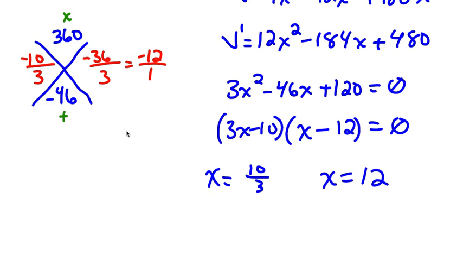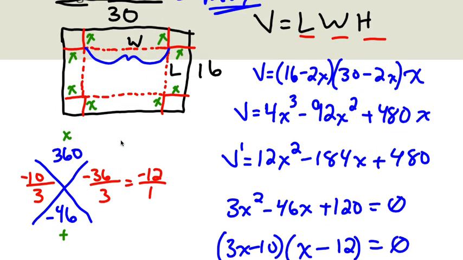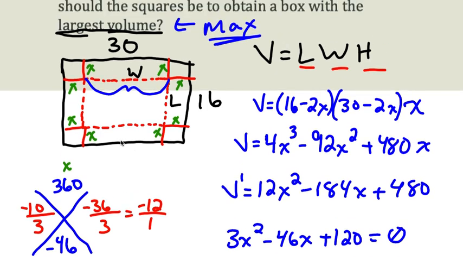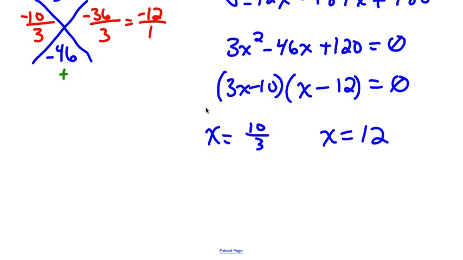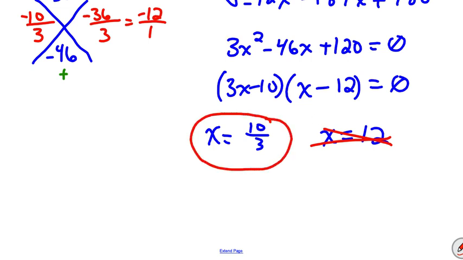Now, if we had no context clues at all, those would be our two zeros. But let's take a look back up here at the top. If my x is 12, do you notice the problem there? There's no problem with 30, but if x is 12, if this is 12 and this is 12, that's not enough material to get 16, because 12 and 12 is 24. We're over 16, so that's not even an option. So 12, because of the context of this problem, is out. So we actually don't even have to do any work to find out a max. We know that it has to be 10 thirds.